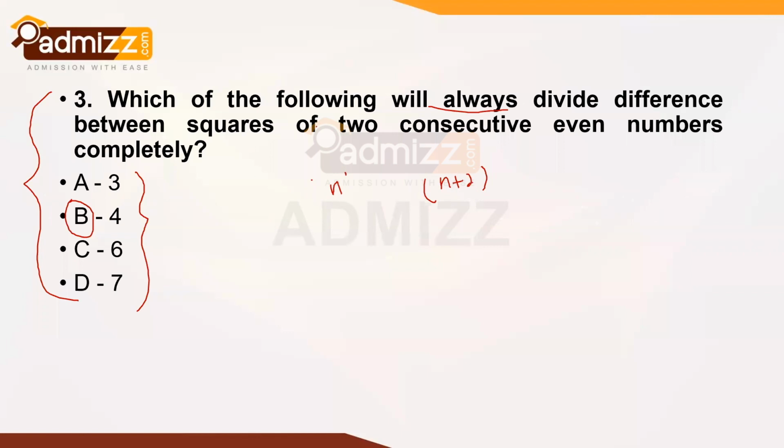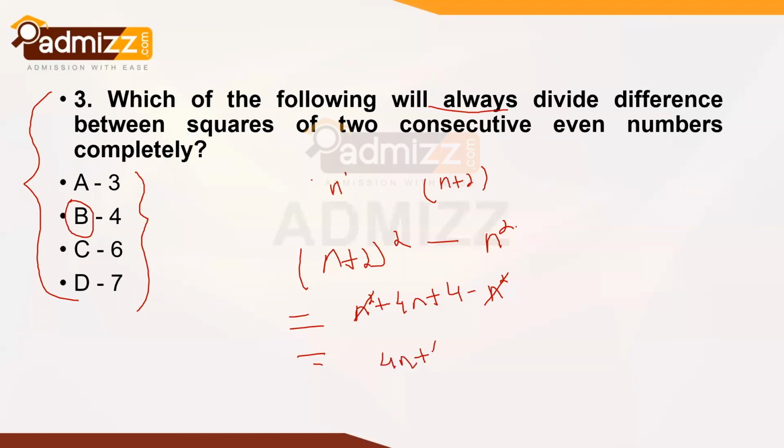So now we have to square this, because it's between squares of two consecutive even numbers, and then we subtract them. So this can be written as (n plus 2) whole squared minus n squared. (n plus 2) whole squared is n squared plus 4n plus 4, minus n squared. The n squared and minus n squared cancel out, so this is going to be 4n plus 4, and this can be rewritten as 4 bracket n plus 1.